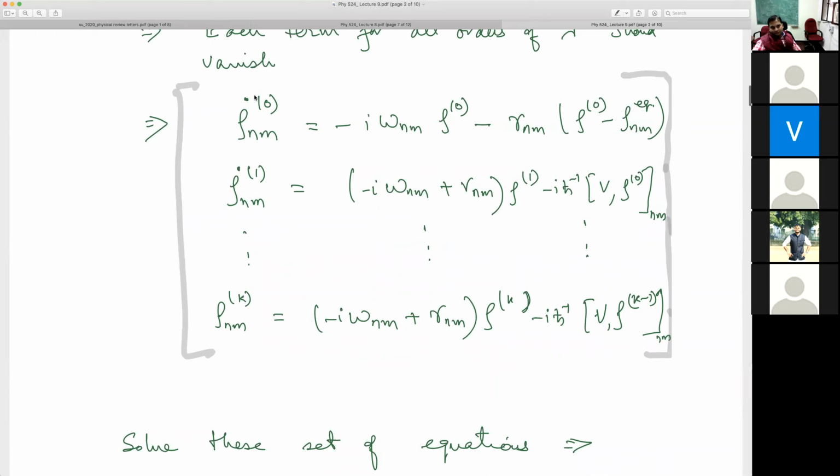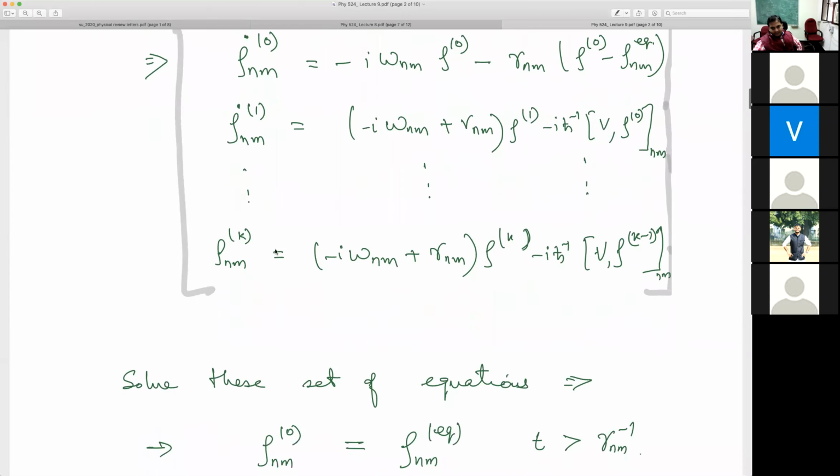So if I do this, I'll start getting this kind of equation of motion. rho_nm^(0) dot is equal to i omega_nm, where omega_nm is omega_n minus omega_m, remember, times rho^(0), minus this phenomenological damping term. And for rho^(1), I'll have an extra term, which is V commutator with rho. And remember that V is the time dependent perturbation. And similarly for the kth order, k plus 1th order, and we can solve it order by order.